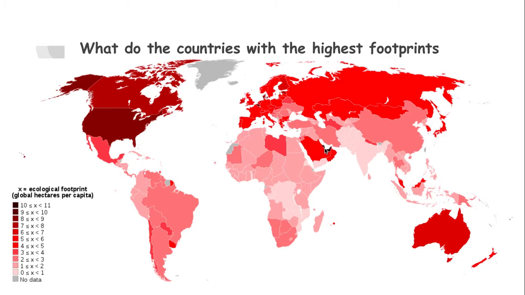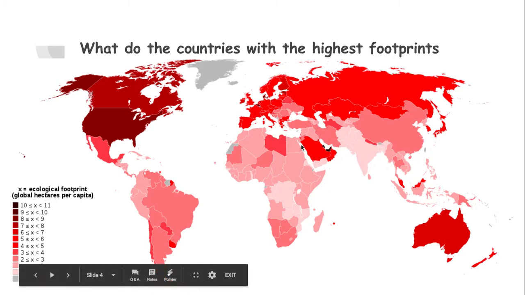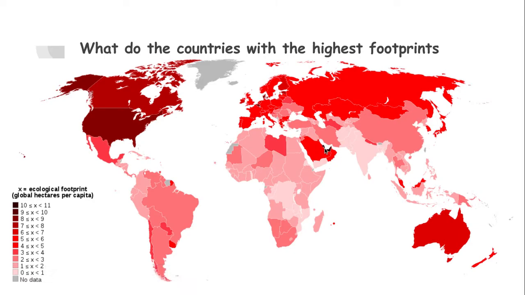The highest ones are actually over here on the Arabian Peninsula, places like Qatar and the United Arab Emirates, where Dubai is. So if you look at these countries with these super high footprints, I want you to think about the United States and Canada and most of Western Europe and Australia and part of the Arabian Peninsula. What do all these places have in common? What is the main connection? Answer yourself.